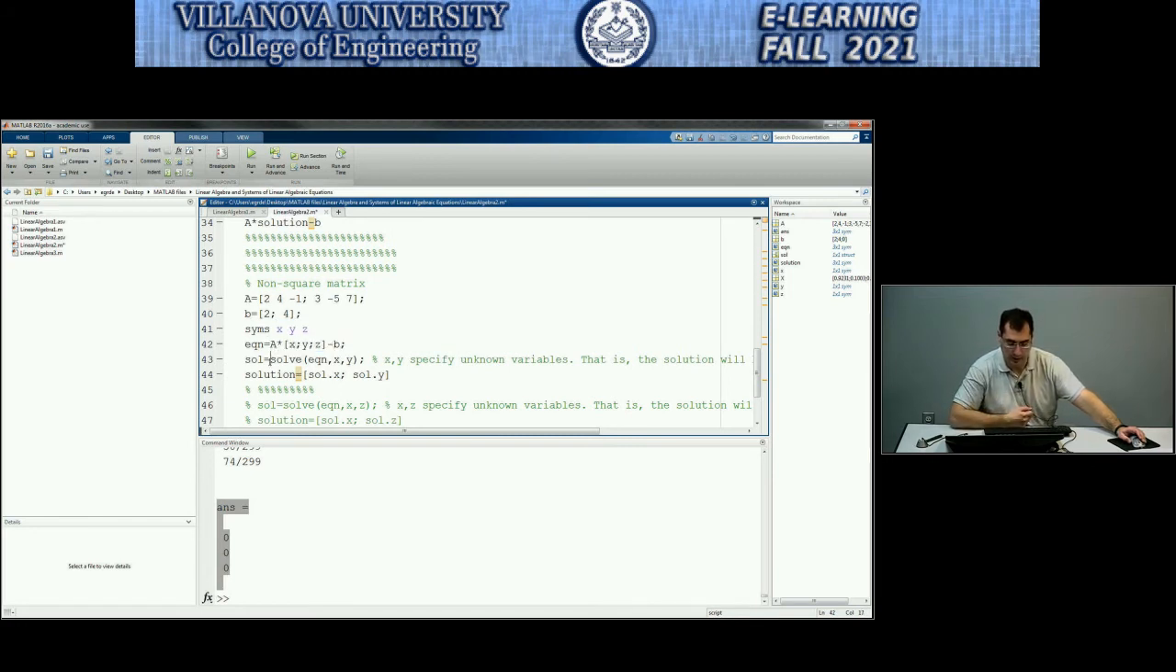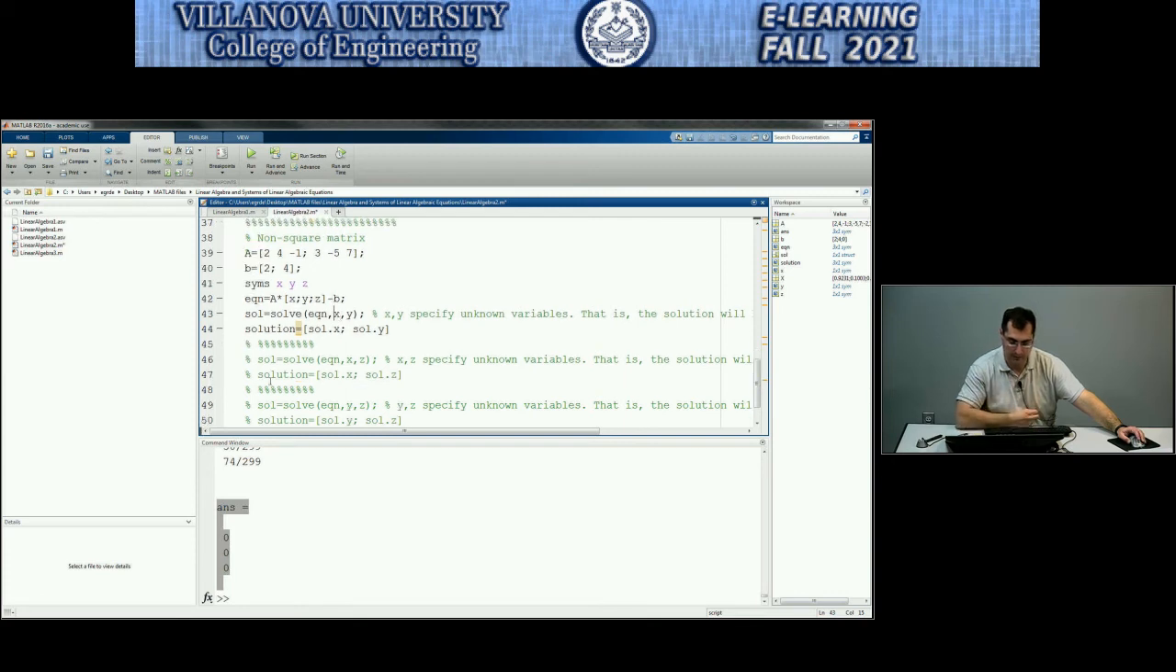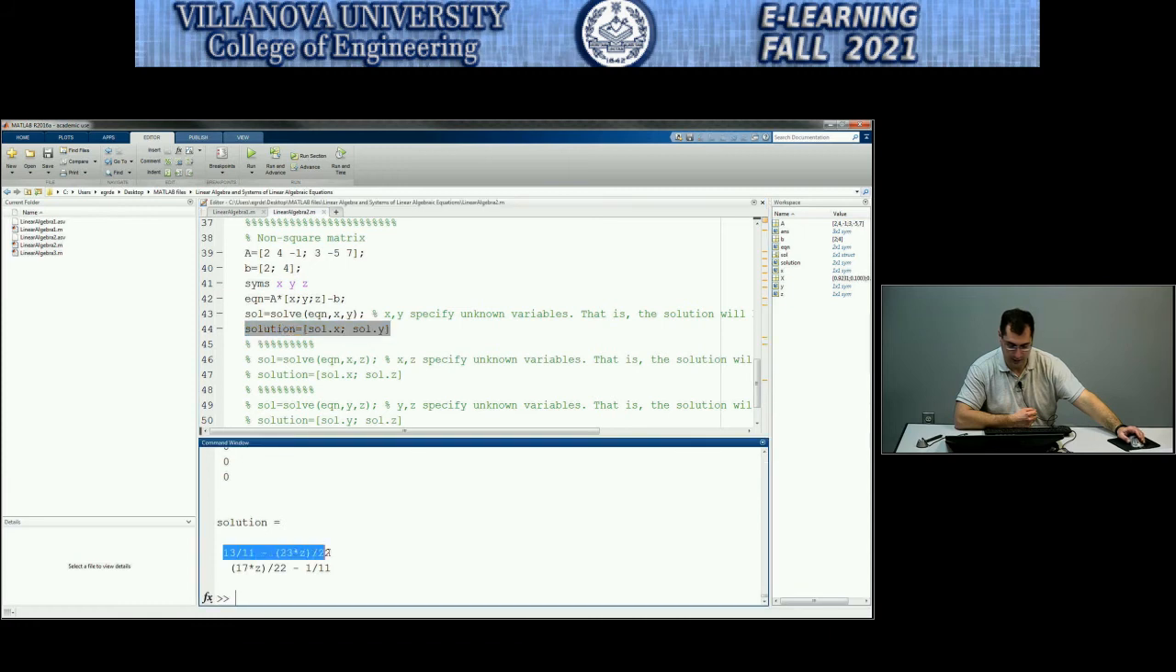I'm applying the same solve command, but here, since I have more unknowns than equations, I have to define what my unknowns are. So if it's x and y, then z is going to be viewed as a parameter, and the solution to this system will be expressed in terms of z. If I do that, then sol x and sol y will be expressed in terms of z. So this is my x, and this is my y. Both of them are in terms of z.